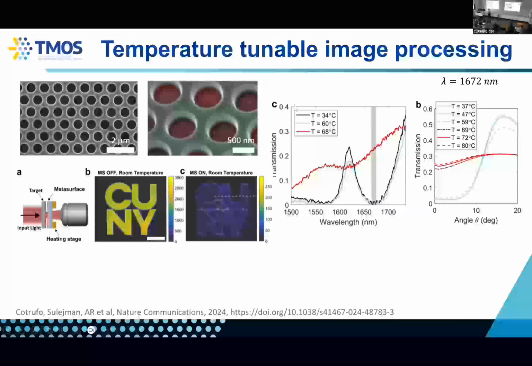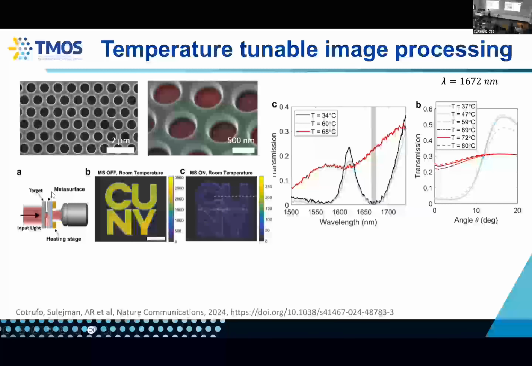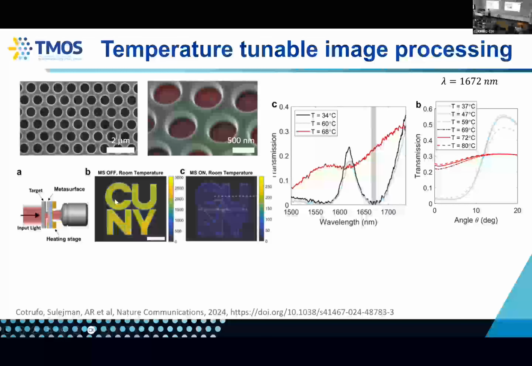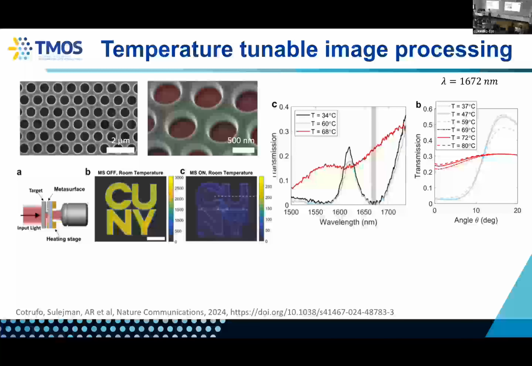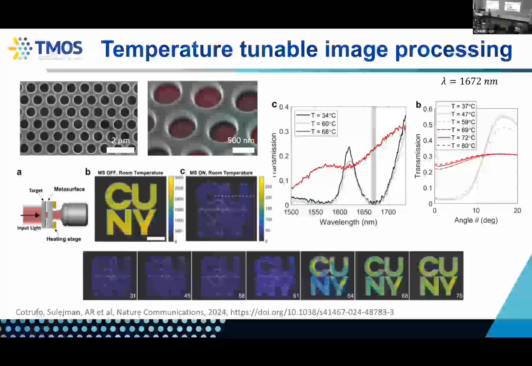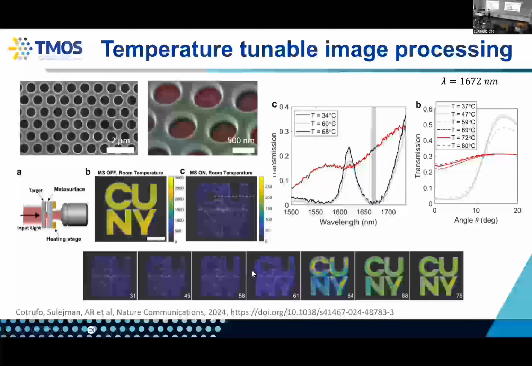This is a simple schematic showing the experimental setup here. Note that the target object and the metasurface itself are located quite close together. In the absence of any metasurface, this is what the transmitted image looks like. So it's just the CUNY logo. When the metasurface was introduced into the system, you can clearly see the resulting image is edge enhanced. And this is the resulting image when the temperature is increased.